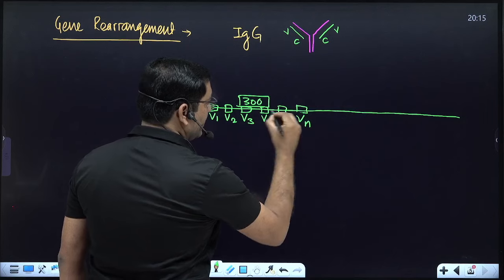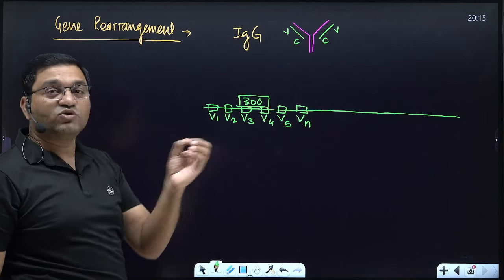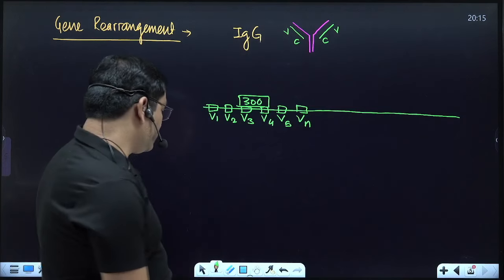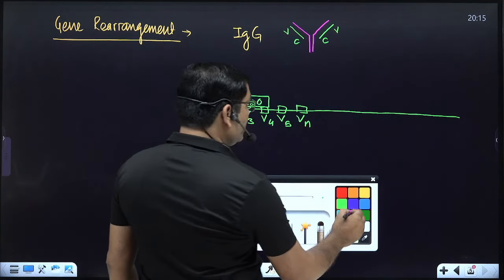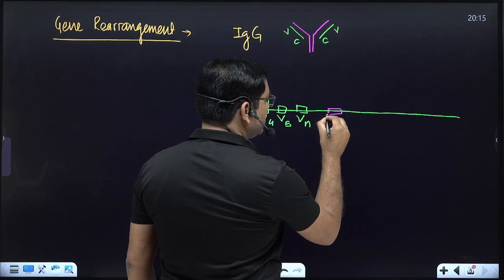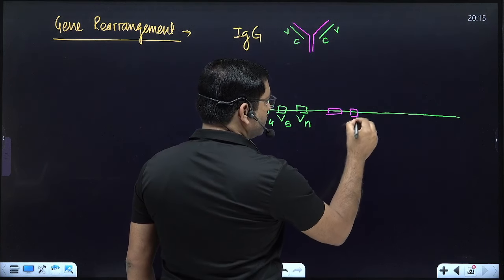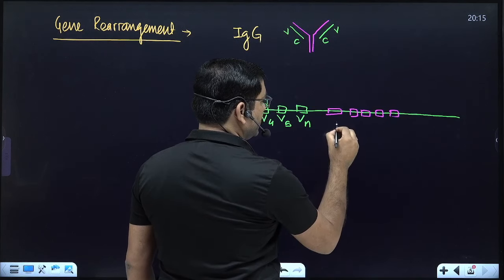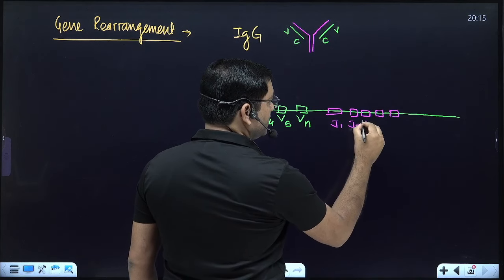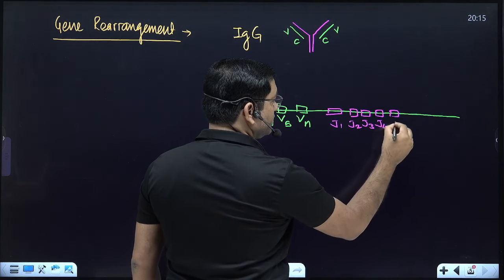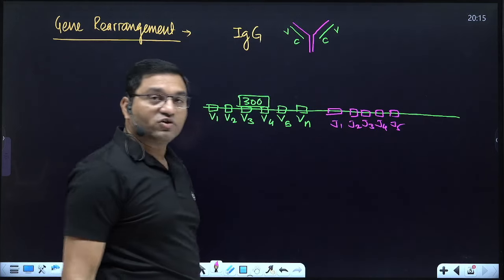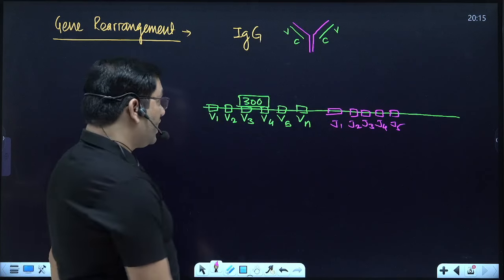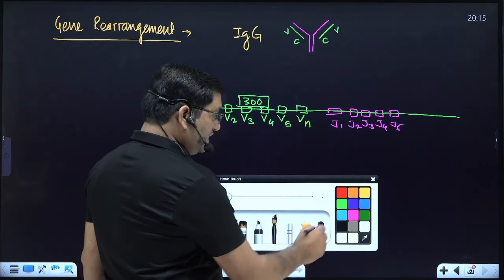V4, V5 and n number of genes, meaning near about 300 genes, code for the variable region. Now there is the joining region, with 5 genes: J1, J2, J3, J4, J5. These 5 genes are for the joining of the variable and constant regions. And then there are the D genes.